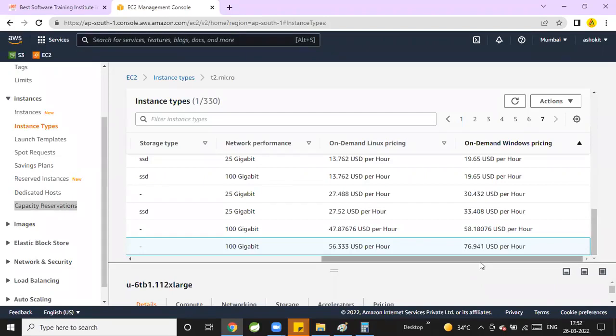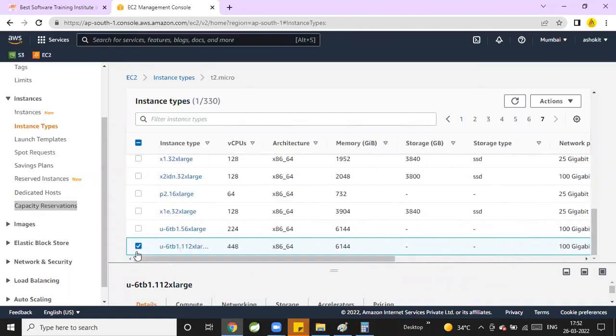For 1 hour, how much price are they charging for a Linux machine? $56 per hour, so 56 into 75. You calculate it. If you go for a Windows machine, $76 per hour, almost $77 per hour. 77 into 75. That much you have to pay per hour if you use it. So can we call it a normal machine or a super machine? Super machine. Supercomputer. Have you heard about supercomputers? Those supercomputers are also available in AWS.